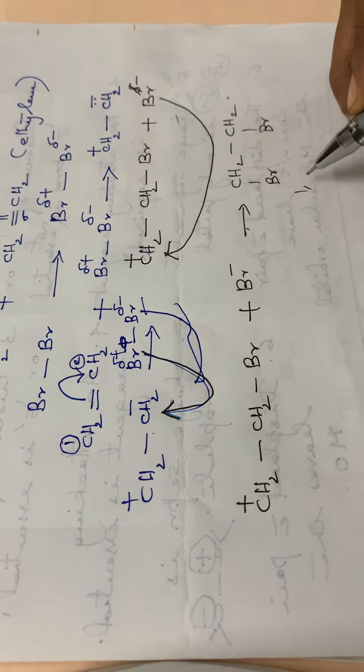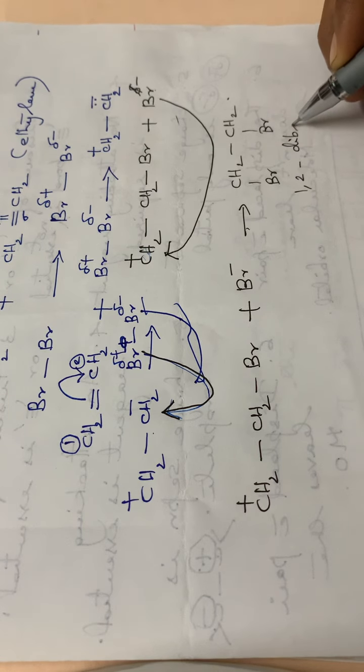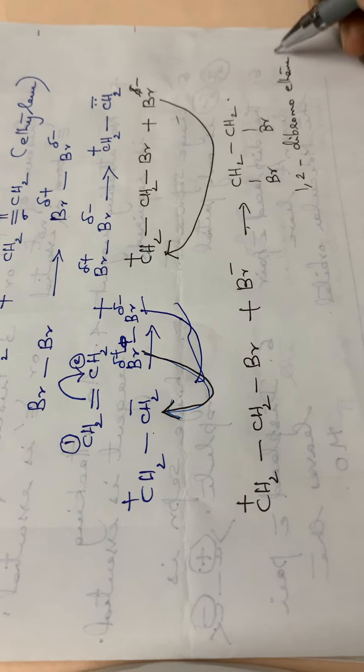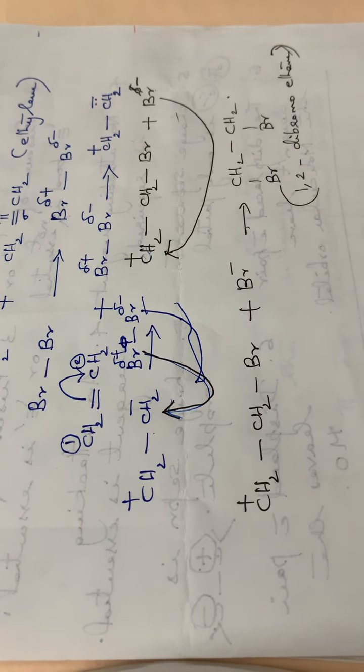1,2-dibromoethylene. 1,2-dibromo, so not ethylene, 1,2-dibromoethane. 1,2-dibromoethane. Okay, CH2Br, single bond CH2Br.